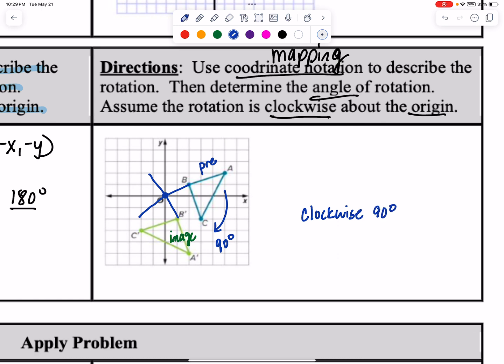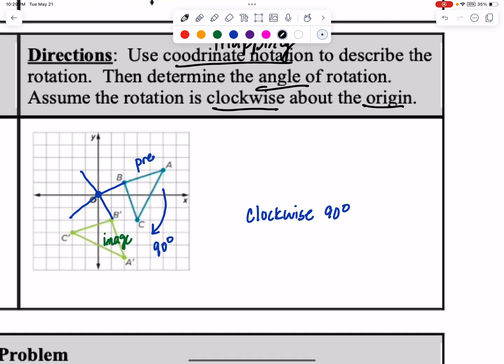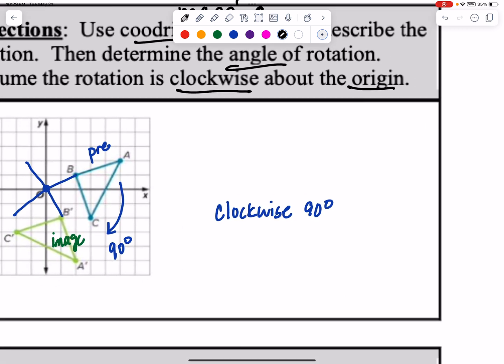Now we need to come up with the mapping. So clockwise 90 degrees, well, what's the mapping on that? Let's try to do this without looking for this one. So what are we starting with? For something like this with B, it doesn't really matter. We can just pick two.